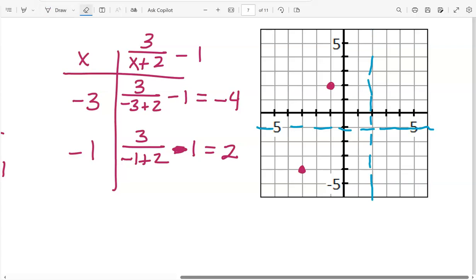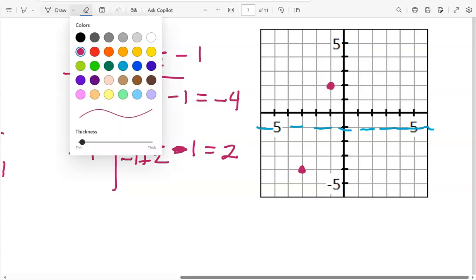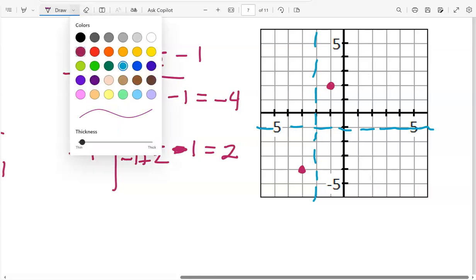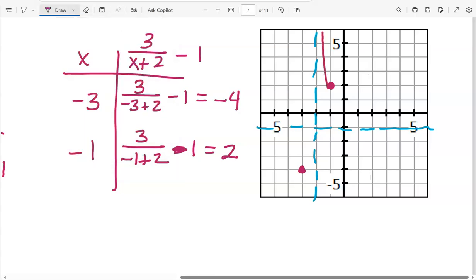I realized I made another mistake. My other mistake was the vertical asymptote was at x equals negative 2, not at x equals positive 2. That's better. Now we can graph in the remaining portion, which is going to look like that. That 3 up in the top gave us a vertical stretch on this graph.